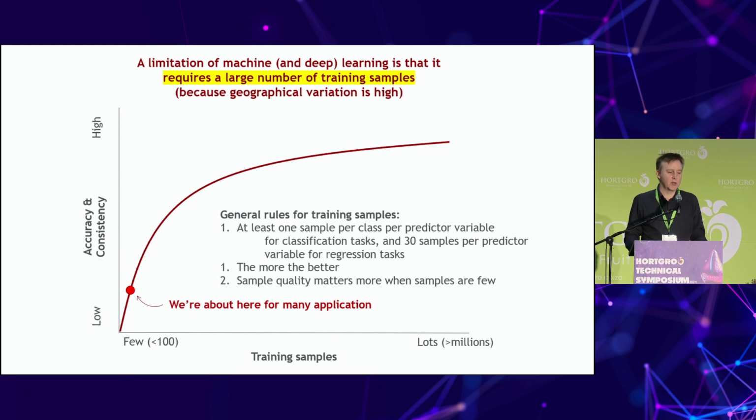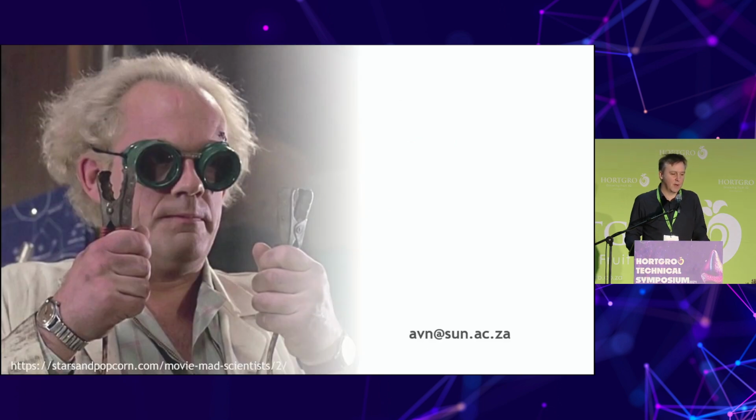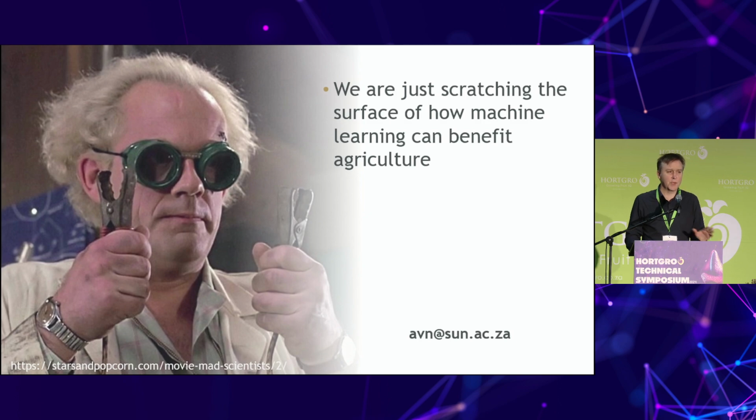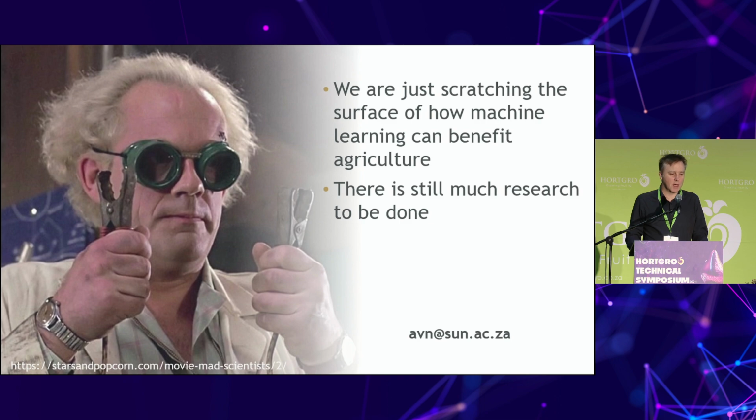We're still scratching the surface in terms of data. So you saw there with the pecan nut example, you need a lot of data to build a proper model. So we're also scratching the surface in terms of research about how we can use machine learning to benefit agriculture, and there's still a lot to be done.